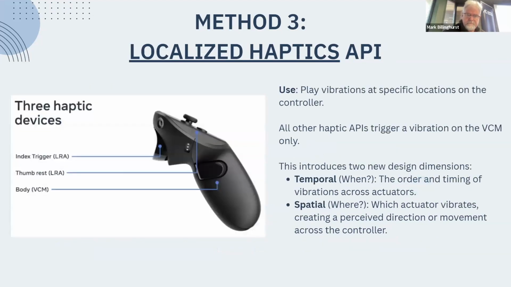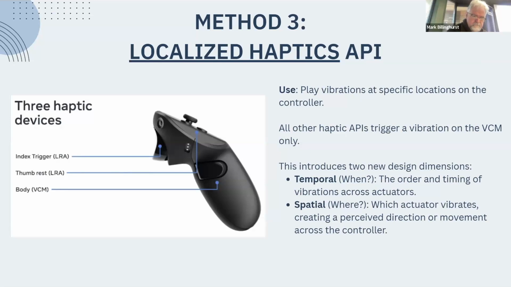Okay, so now we will go through the last type of API that the Meta Haptics SDK provides for you. This is the localized haptic API. Usually every other type of API only allows you to control the VCM location, which is your body, like the palm. If you want to control the index location and the thumb location, you have to specifically use this API.